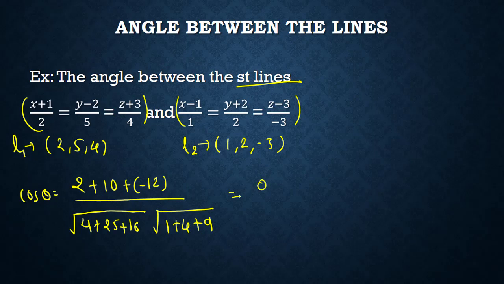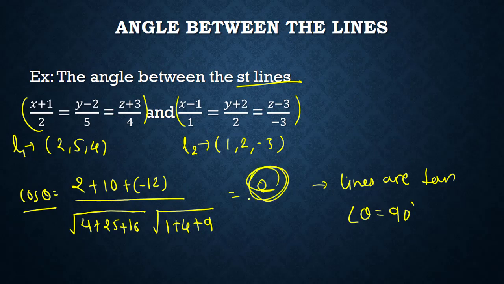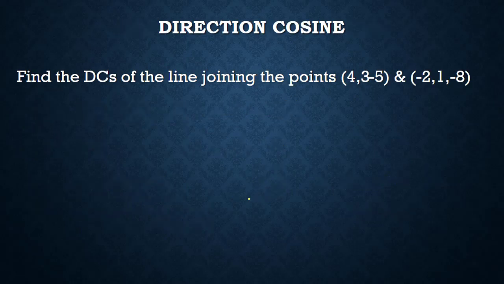Cos theta is 0. Means what, sir? Lines are perpendicular, and what is the angle between them? Theta is how much? 90 degrees. See here, a1 a2 plus b1 b2 plus c1 c2, how much is coming here? It is coming 0. That's why the angle between the lines becomes 90 degrees.